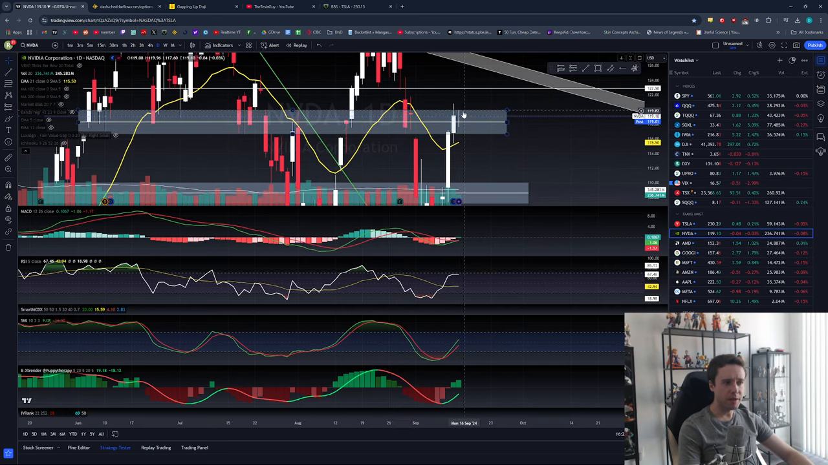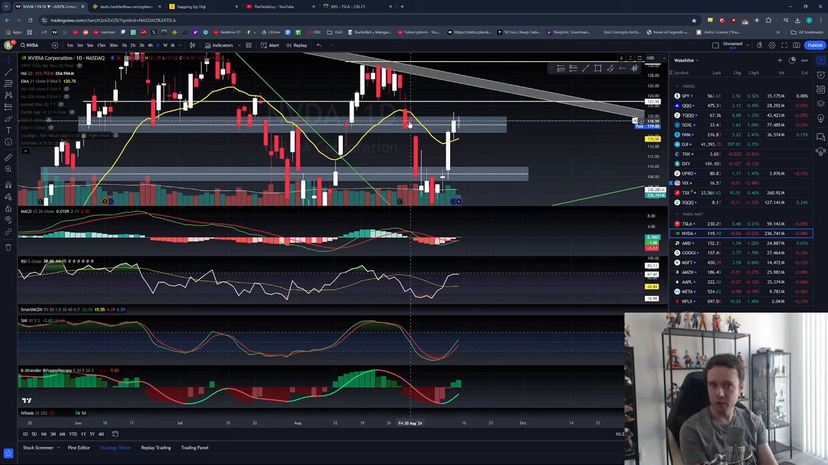And the reason I only expect such a shallow pullback and not really much more than that is because, well, first of all, NVIDIA, as long as, of course, it holds that 21 EMA, respects the 21 EMA pretty nicely. I actually really like how much the stock respects a 21 EMA, because it makes things easier for us. So again, just eyeball that really closely.